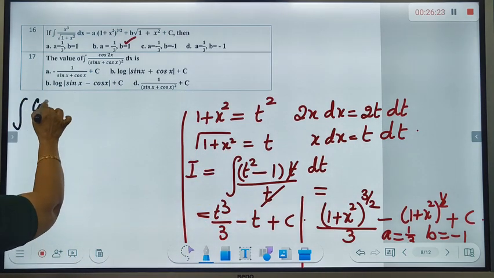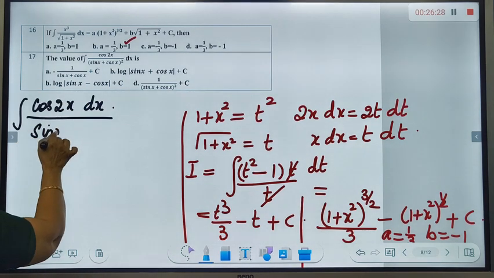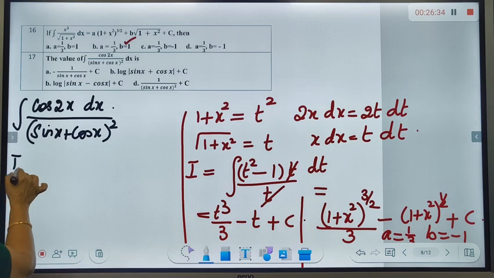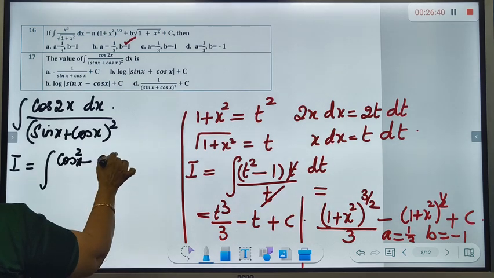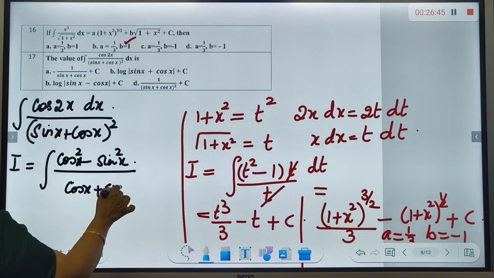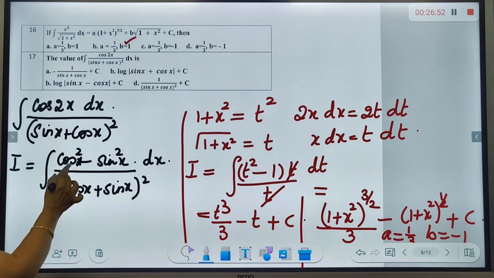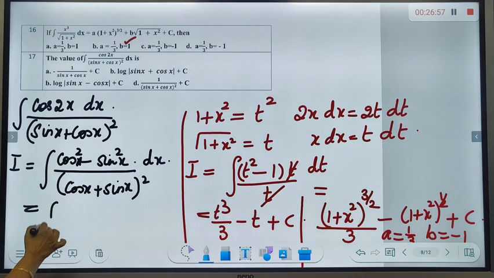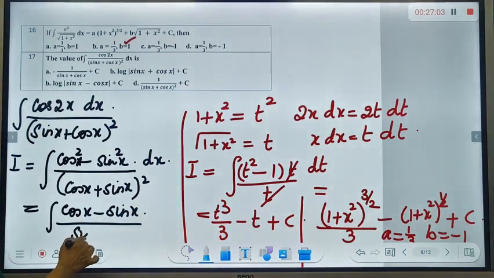Integral of cos 2x dx by sin x plus cos x the whole square. Cos 2x, I can write it as cos square x minus sin square x by cos x plus sin x the whole square. Now this is cos x minus sin x into cos x plus sin x. So one cos x plus sin x gets cancelled, giving you cos x minus sin x by sin x plus cos x.